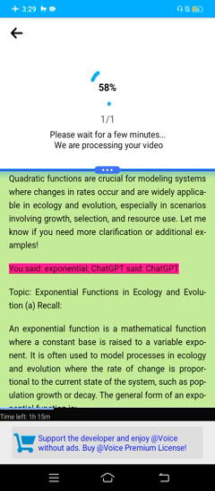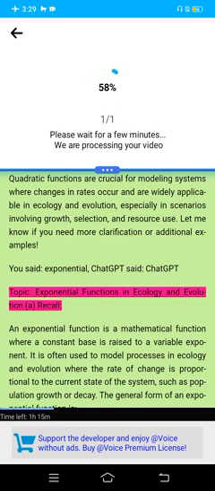You said, exponential. ChatGPT said, ChatGPT. Topic, exponential functions in ecology and evolution. Recall.